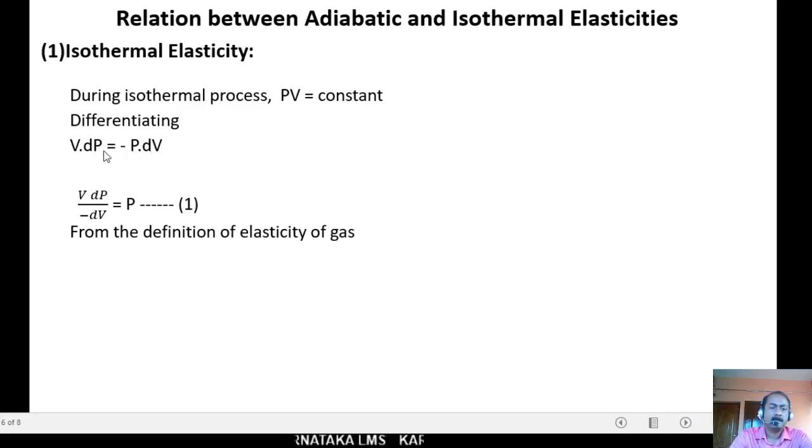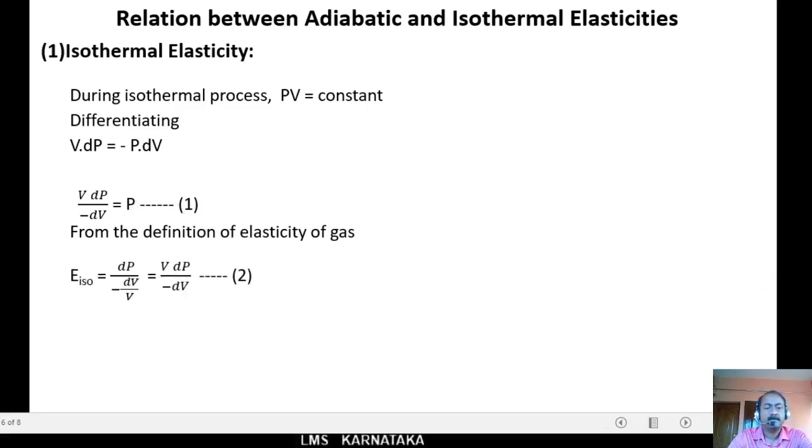On rearranging this, the ratio dP by dV equals P. That means V into dP divided by minus dV. Here dV is cross multiplied, then it is equal to P, the pressure P. Let it be equation 1.